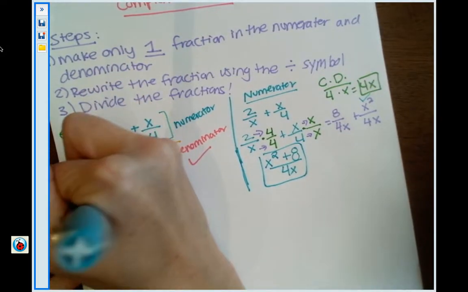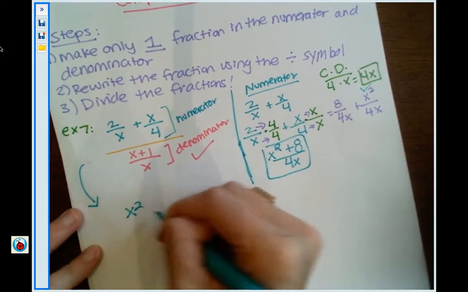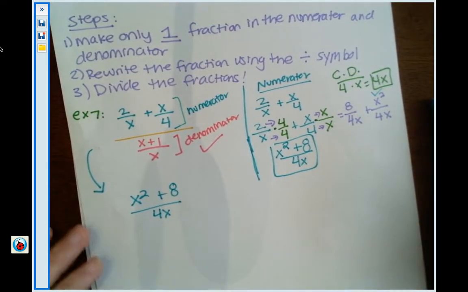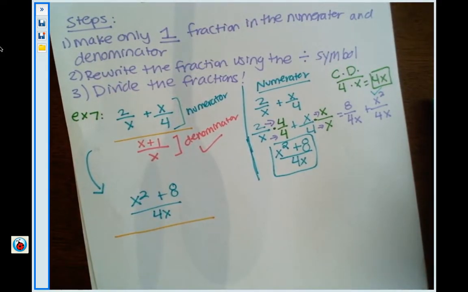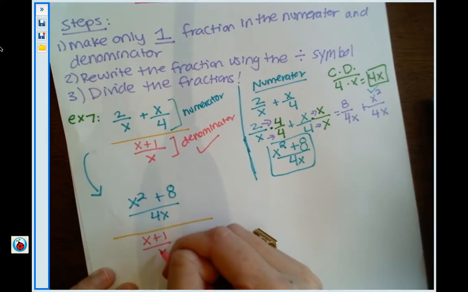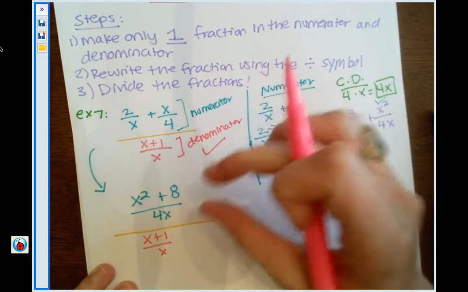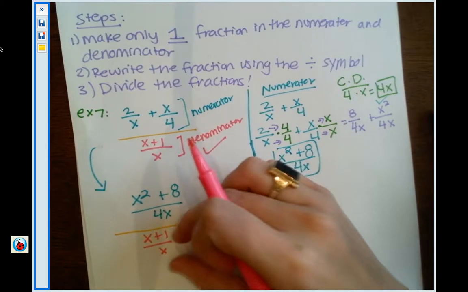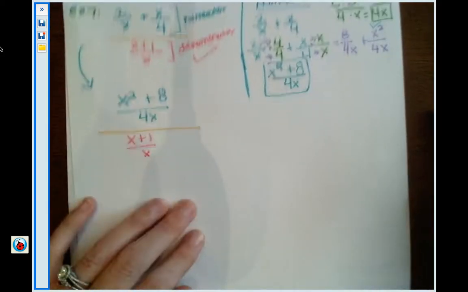Okay, so I'm going to bring this down. This is what's going to be my numerator now. So I got x squared plus 8 all over 4x, divided by x plus 1 over x. Alright, so that first step is done. So we have one fraction in the numerator and one fraction in the denominator now. So now it says rewrite the fraction using the division symbol.